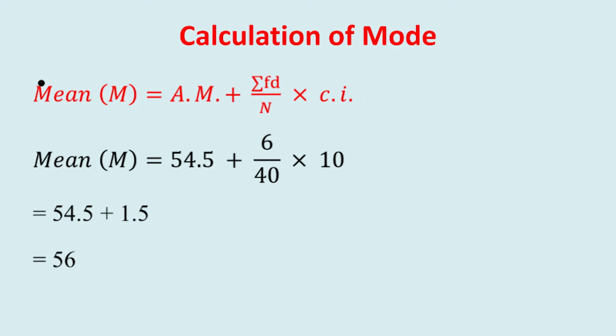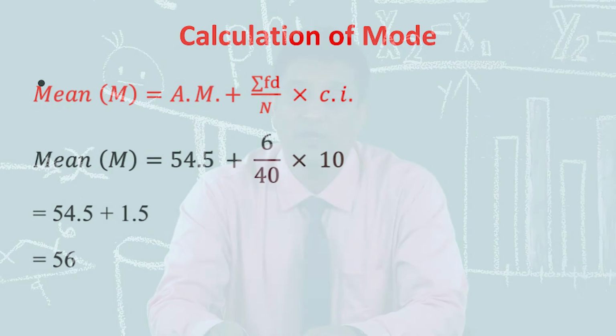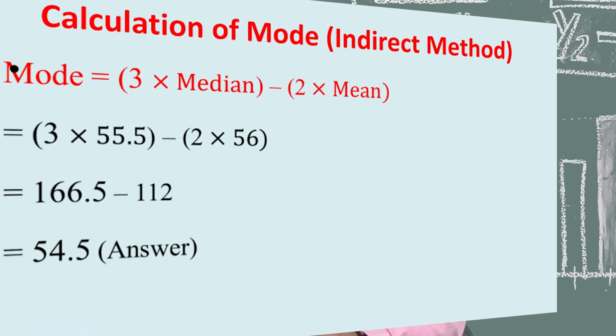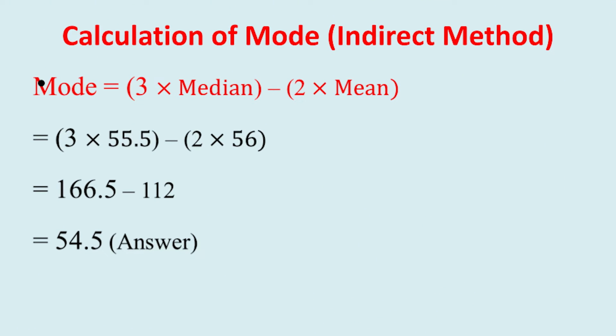Just put these values: 54.5 plus 6 by 40 into 10, 54.5 plus 1.5. So here you can cut 10 with 40, that is 4, 6 by 4 is 1.5. Then adding 54.5 with 1.5, that is 56. So mean is here 56 by the assumed mean method, but we have to calculate the mode. So that's why mode is 3 into median minus 2 into mean. So we have calculated the median, that is 55.5.